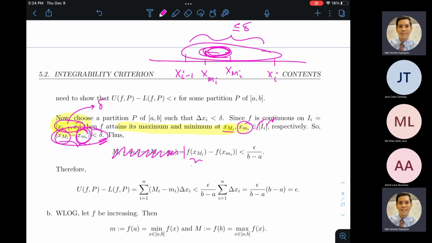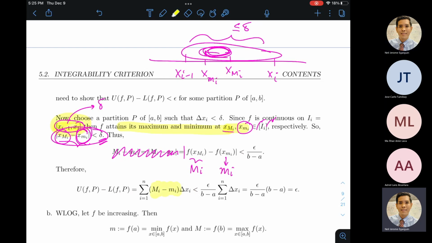Oh, remember this is capital M sub i. And this is little m sub i, right? Kasi sila yung maximum at minimum over that subinterval. So pag kinuha natin yung upper Riemann sum relative to P minus lower Riemann sum relative to P, ito by definition, yung difference na yan, actually na-derive na natin siya kanina to have this form. Maxima minus minima times the length of each of the subintervals. All right?